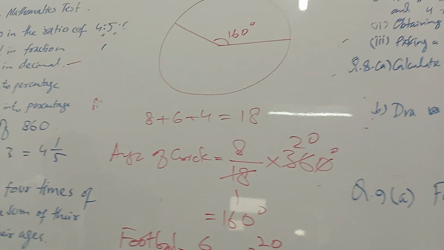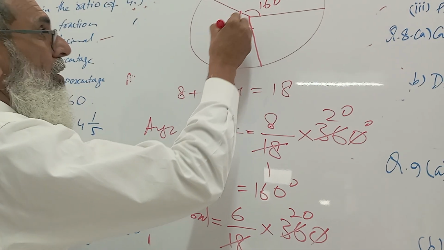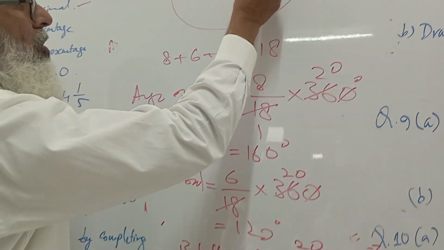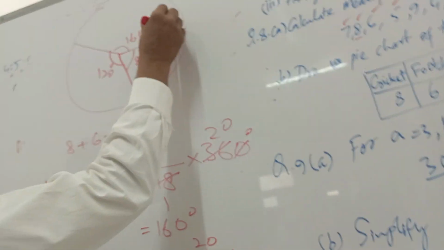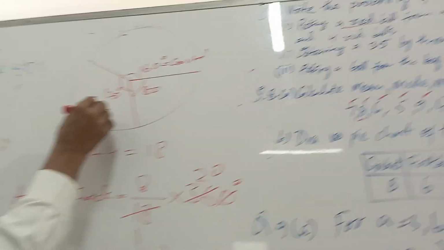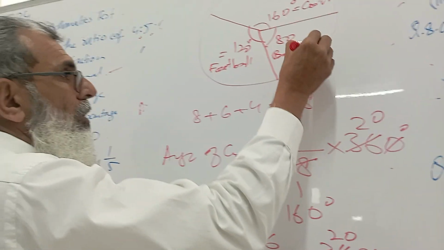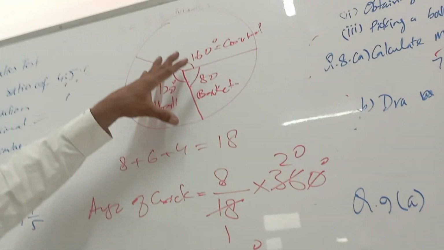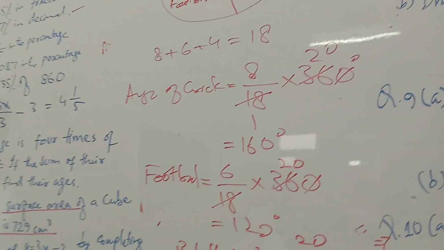Then comes 120 degrees, so we are using 120 degrees. This is 120 degrees, and then the remaining is 80 degrees. We'll mark that this is cricket, this is football, and this is basketball. So this is how a pie chart is drawn on the basis of this data, and how we calculate this. We have done this. Clear?